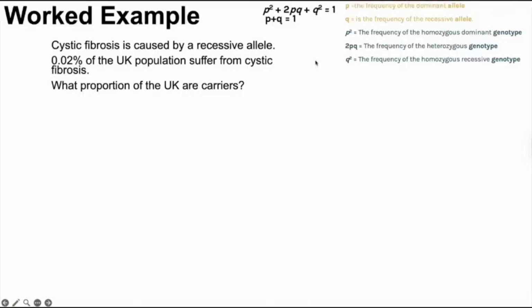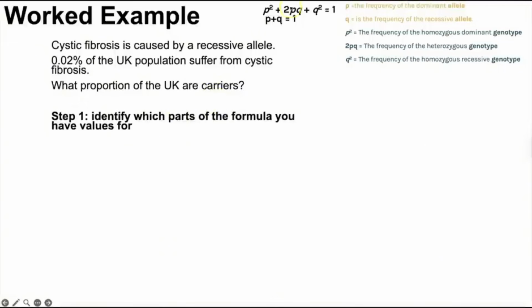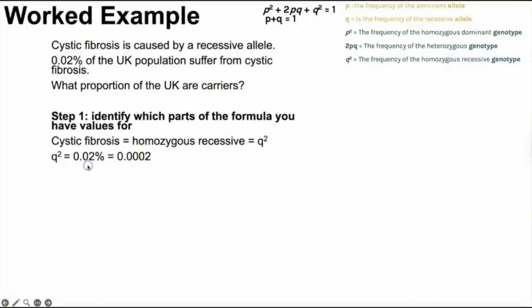So in this question, cystic fibrosis is caused by a recessive allele. 0.02% of the UK population suffer from cystic fibrosis. What proportion of the UK are carriers? So step 1 is always identify from the 2 equations, what information have you actually been told? So we have been told that 0.02% suffer from cystic fibrosis. And cystic fibrosis is caused by a recessive allele. So to have cystic fibrosis, you have to be homozygous recessive. So 0.02% is q squared.